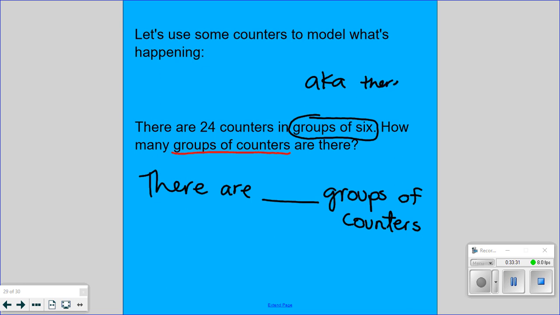There are 6 in each group. So groups of 6, aka there are 6 in each group. I'm writing, you're writing. Huxley got this written down?